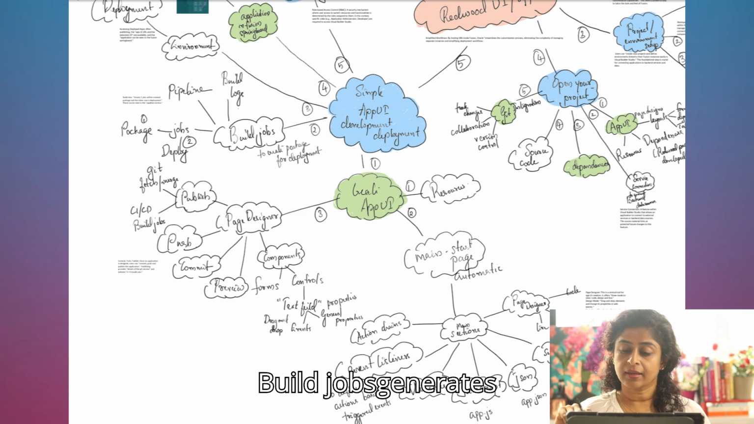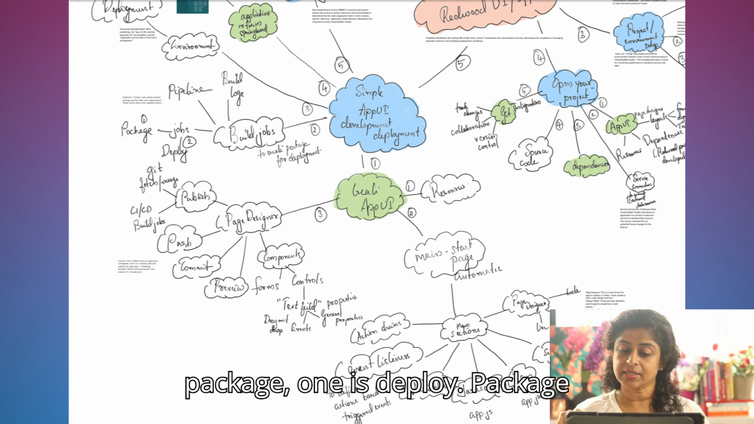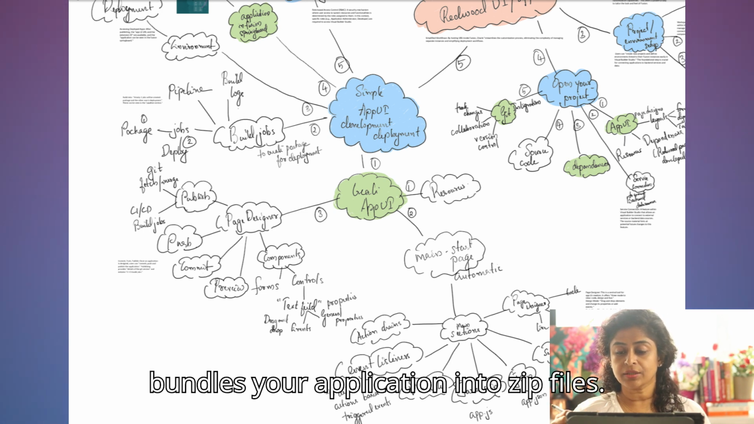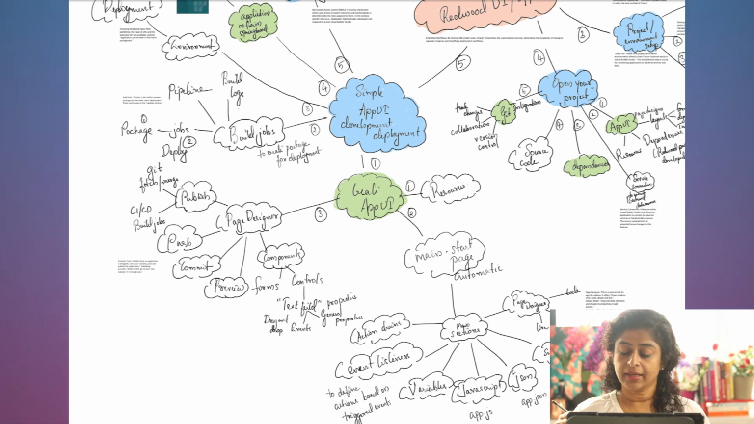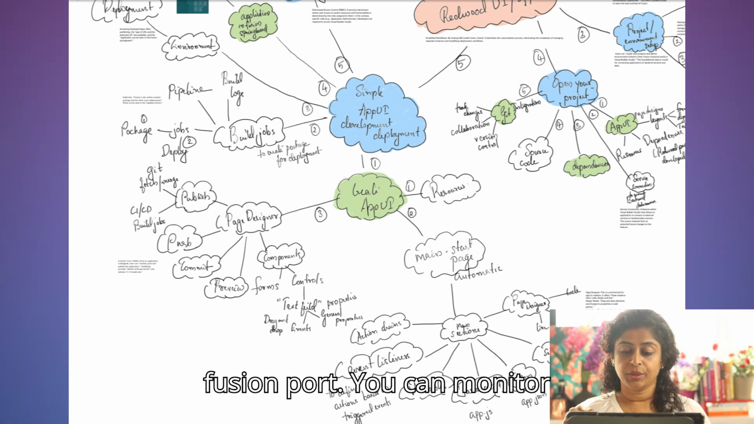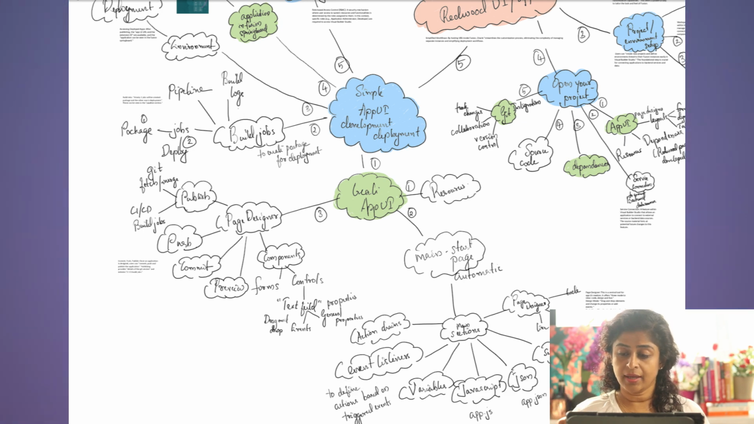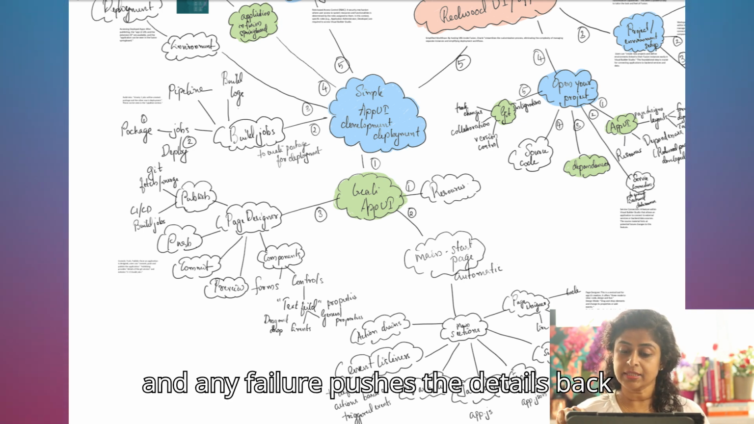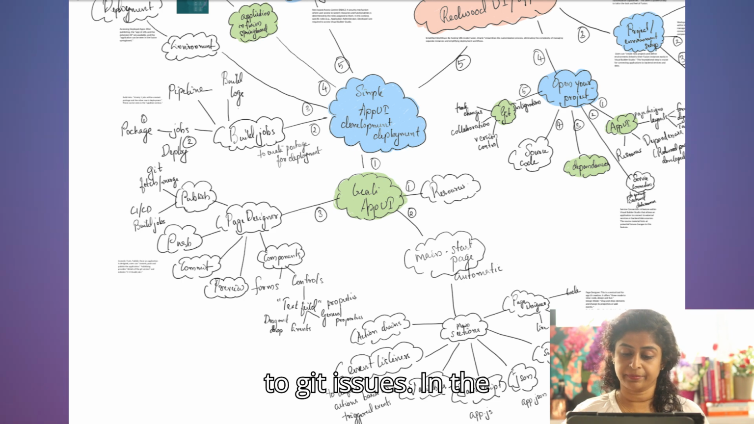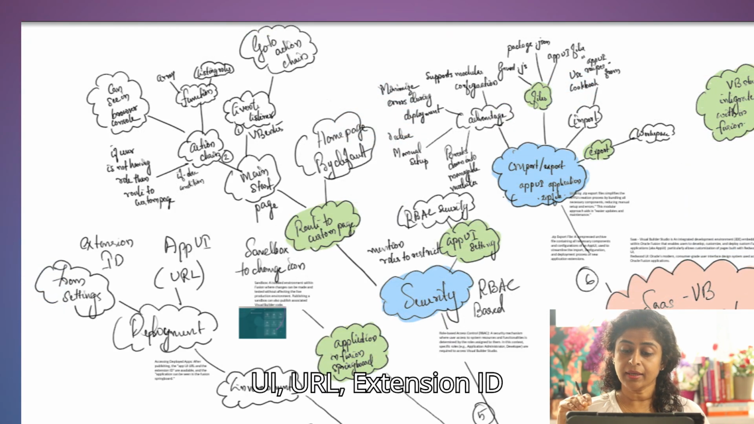Build jobs generate two jobs in the VB Studio. One is package, one is deploy. Package bundles your application into zip files. Deploy moves the packages to the live Fusion pod. You can monitor logs directly in the pipeline console, and any failure pushes the details back to Git issues. In the Environment tab, you will find the App UI URL, Extension ID, and development deployment logs.